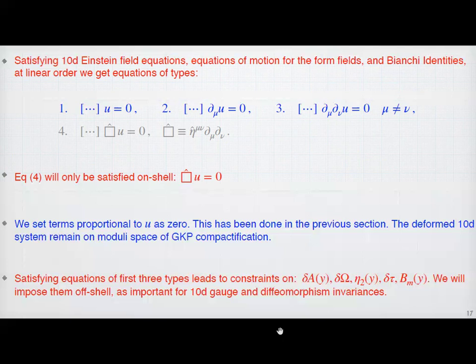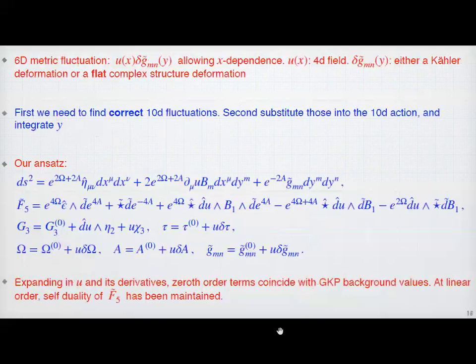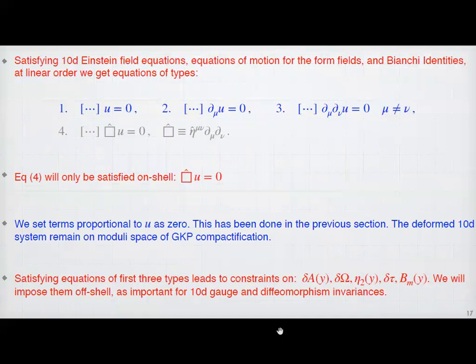Okay, so among these three terms which are proportional to U, we are setting them to 0. It is because this has been done in the previous section also. The deformed system depends on the moduli space of GKP compactification. When you switch off the U dependence, they are the only equations that we have already discussed earlier. I have not discussed the solutions, but if you just switch off the U dependence, you will reproduce the earlier result, and they are already maintained because we want to stay in the moduli space of GKP compactification.